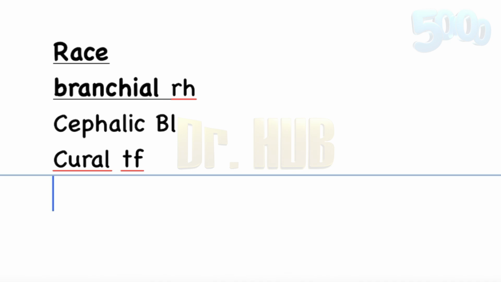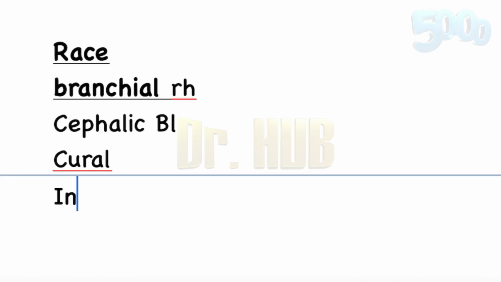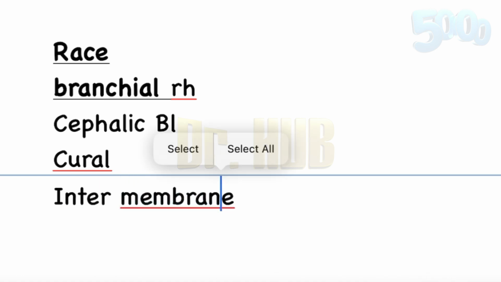And then the intermembral index. The intermembral index is basically the length of the humerus plus the length of the radius, divided by the length of the femur plus the length of the tibia. It is easier to remember because the top part of the body is the numerator and the bottom, that is the leg, is associated with the denominator.